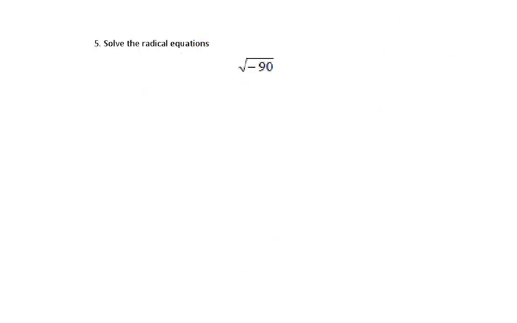Number 5, very easy. Let's ignore the negative for a moment. 90. Two numbers that make 90 are 9 times 10. I like 9 because 9 is perfect. It's 3. But 10 is not perfect. It stays in the house. As for the negative, negative means the letter i. 3i root 10. Done.